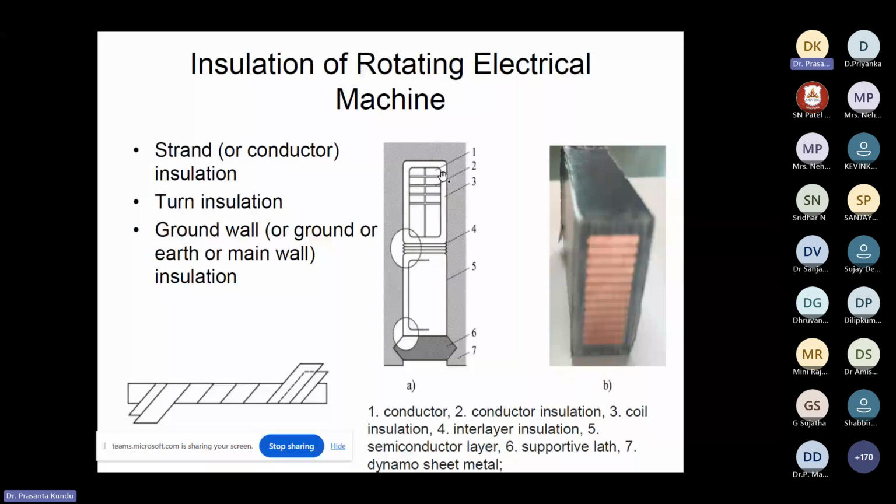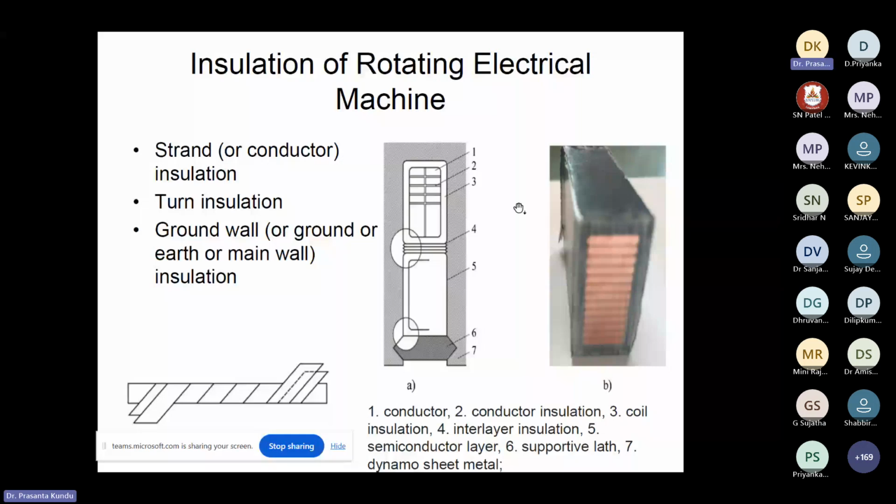insulation also. This is what is being shown. This may be of one phase, this may be of another phase. So there may be a voltage gradient between the two. So any zone can have partial discharges. So this is a brief about the insulations in rotating electric machines.